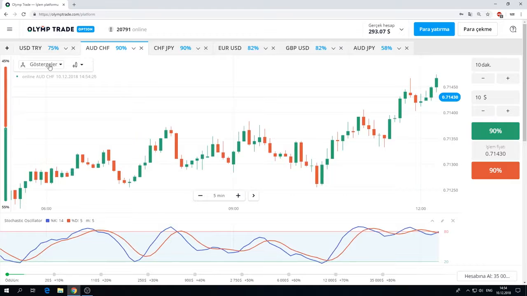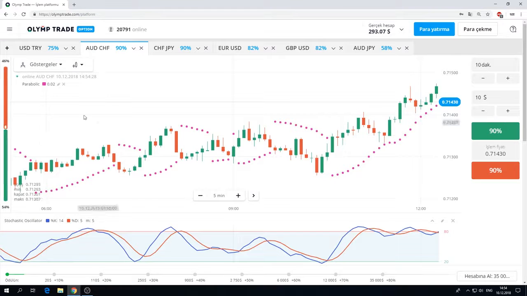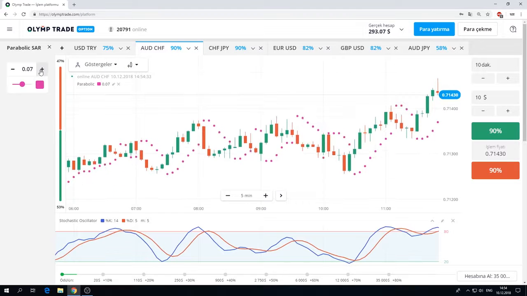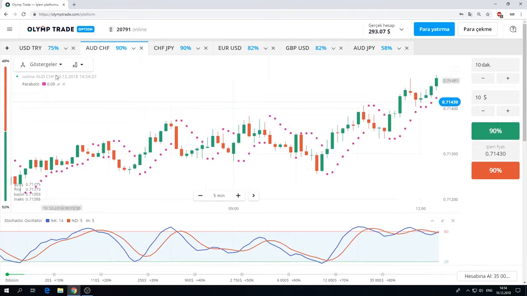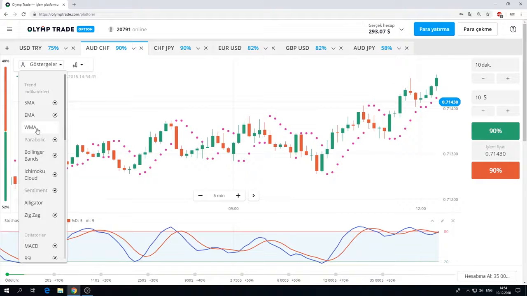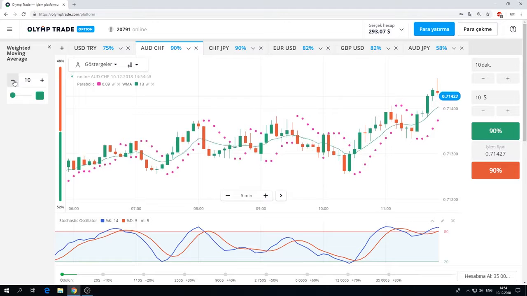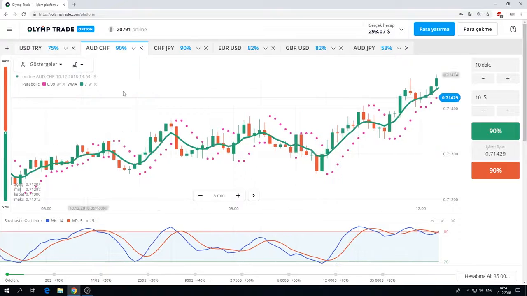Then select Parabolic SAR and change the period to 0.09. After this, select Weighted Moving Average with a period of 7. After everything is ready, let's start trading.